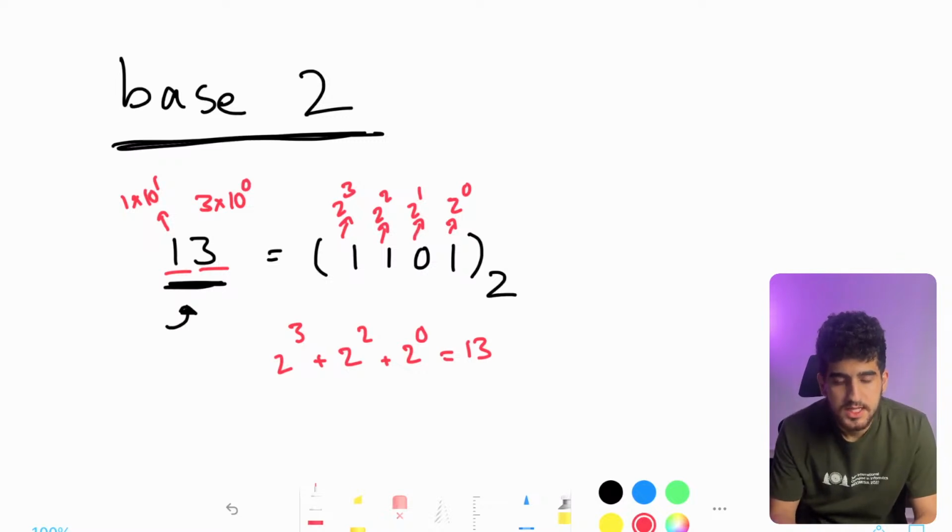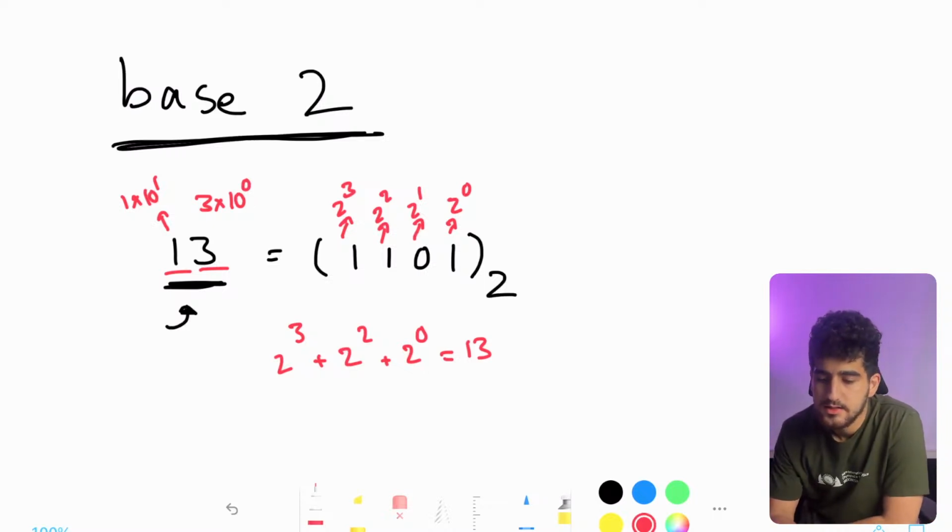I will also send you a resource to read about base 2 and binary numbers in general. You can read this Wikipedia page, and you can see what binary numbers are and read more about them if you want.